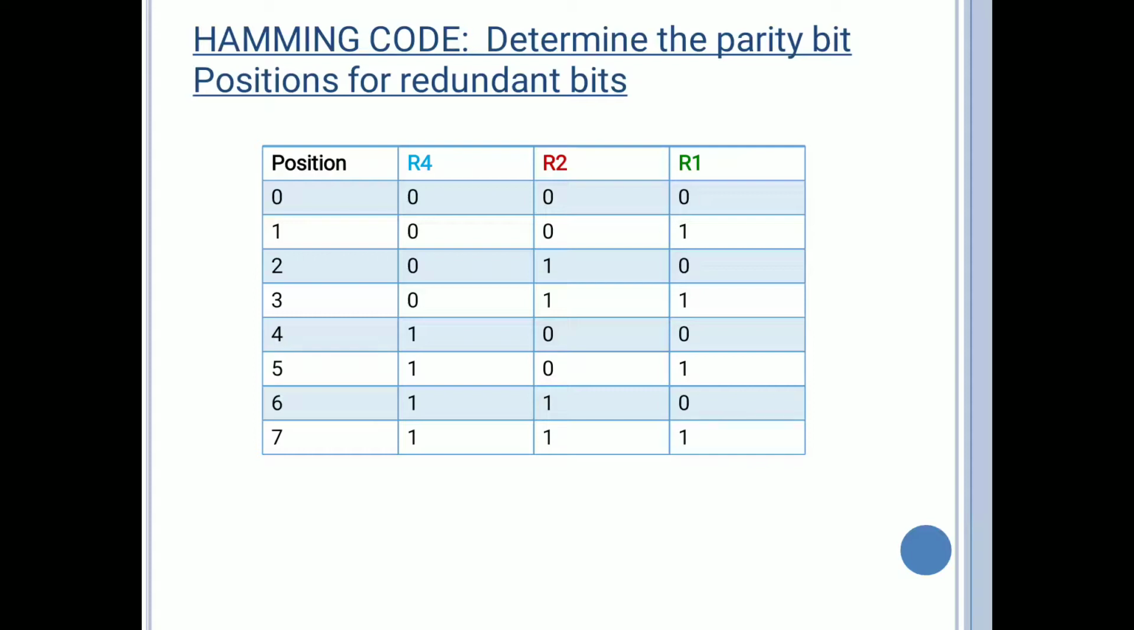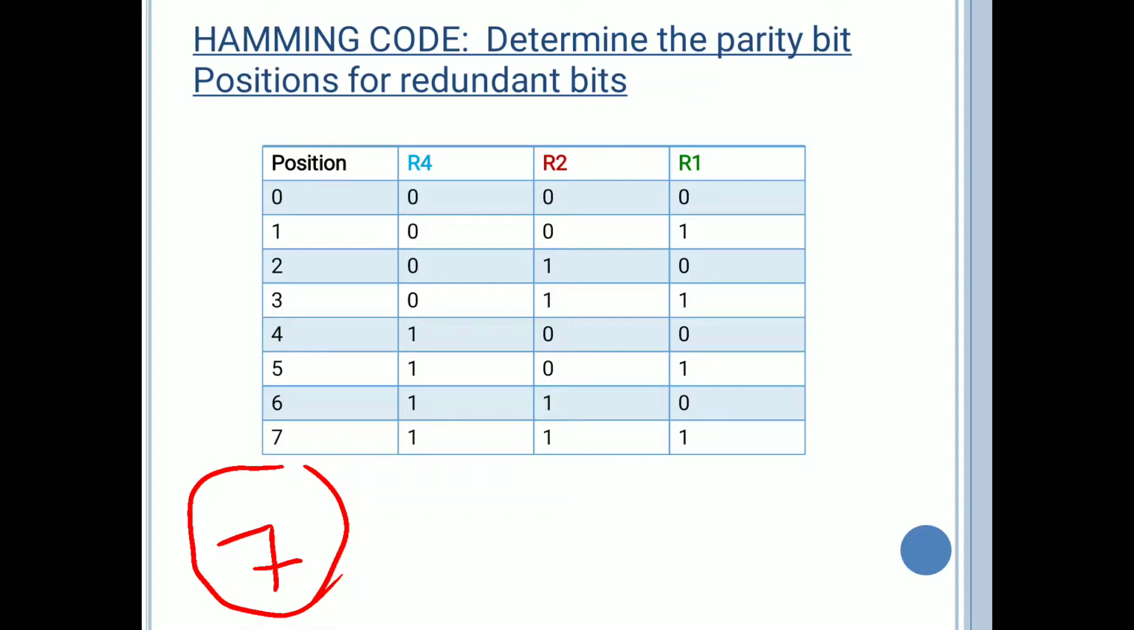To calculate the redundant bit value, we need to consider the parity bit positions of a particular data. So here we write the positions. How many bits are there? 7 bits: 1, 2, 3, 4, 5, 6, 7. For example, 7 bits are there, meaning the data along with the redundant bits is 7. Now we need to write them in binary format: 0 0 0, 0 0 1, 0 1 0, 0 1 1, 1 0 0, 1 0 1, 1 1 0, and finally 1 1 1.